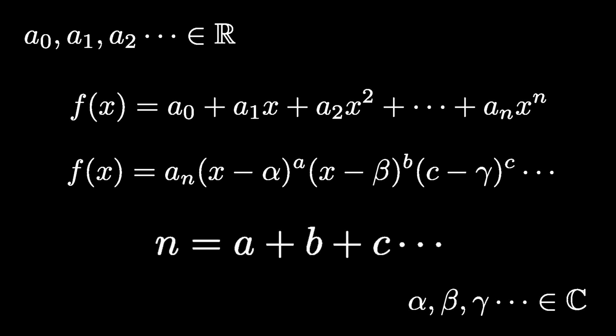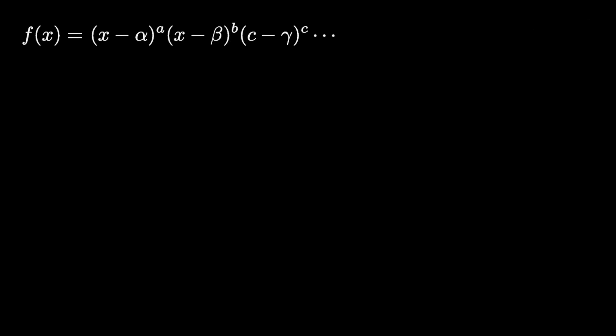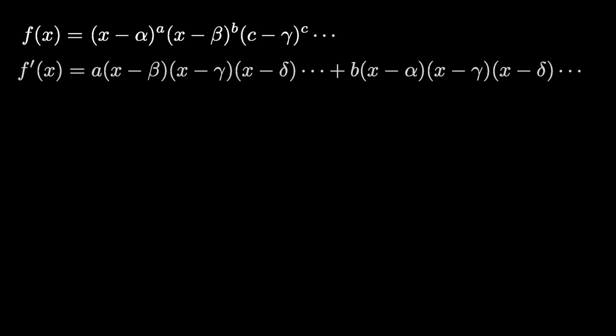For convenience and without loss of generality, let's set the coefficient an equal to 1, just so we don't have to carry it around everywhere with us. Now that we have the polynomial written in this form, let's use the product rule to take the derivative with respect to x. It's clear that the derivative of f is a polynomial in x of degree n minus 1.